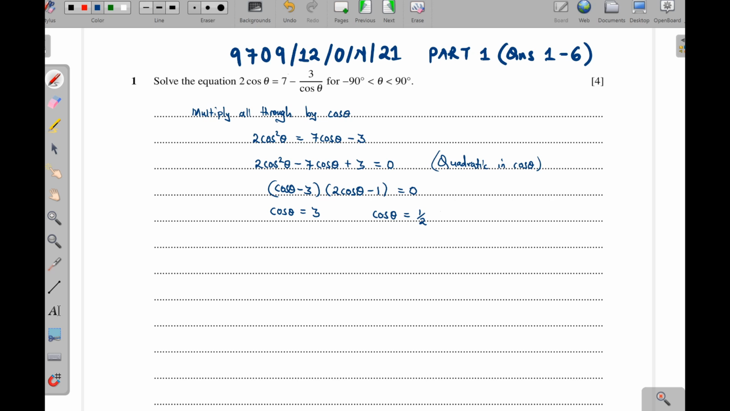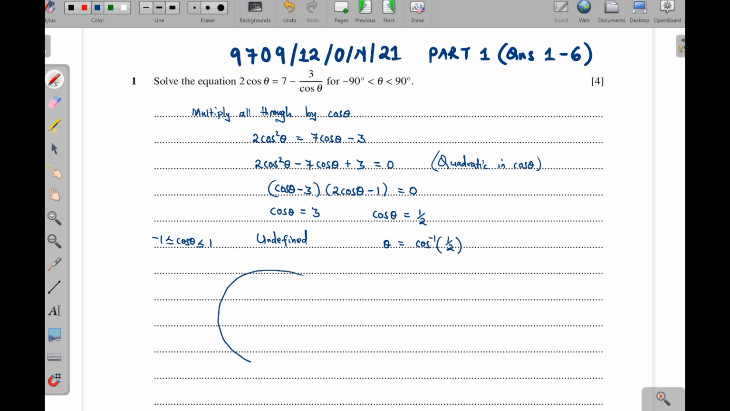You see that? Then from here, of course, this one is undefined, because we know that cosine ranges from negative 1 to positive 1. So when you get the arc cos of 3, the calculator will just tell you undefined. Now we come to this one here, our theta then shall be equal to the arc cos of a half.